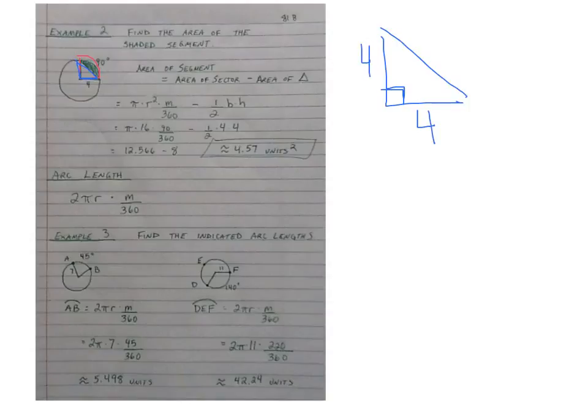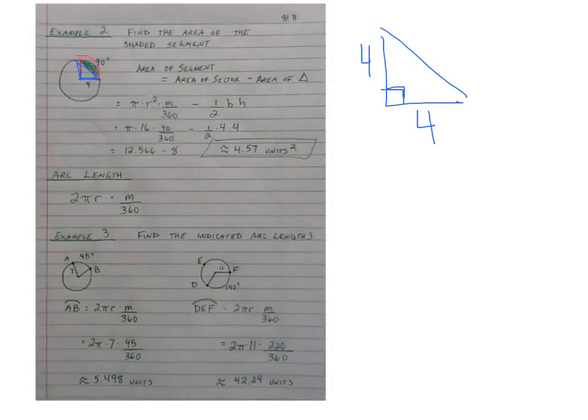If it were not 90 degrees, we would probably need to do some sort of right angle triangle trigonometry type operations, sine, cosine, and tangent to find the height. So area of sector minus area of triangle, and we get the segment to be approximately 4.57 units squared.